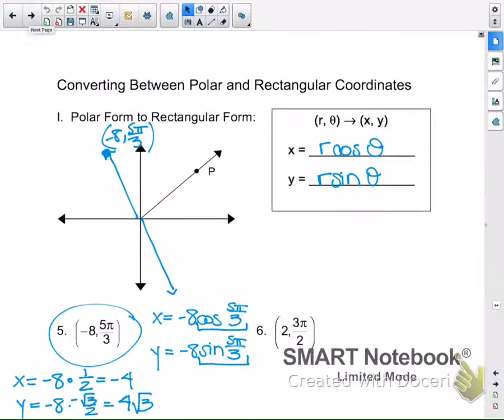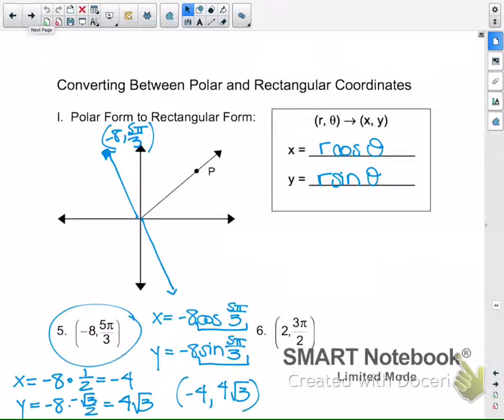Now, let's think about that. In terms of an xy point, does it make sense to be going left 4 and down 4 root 3 to get to that point? Yes. So the negative, negative should make sense for where this point is. Okay? Same type of thing for the next problem.